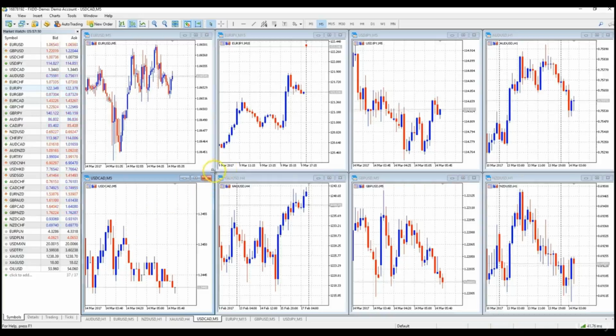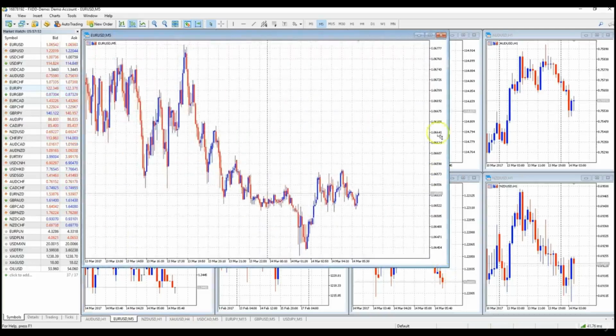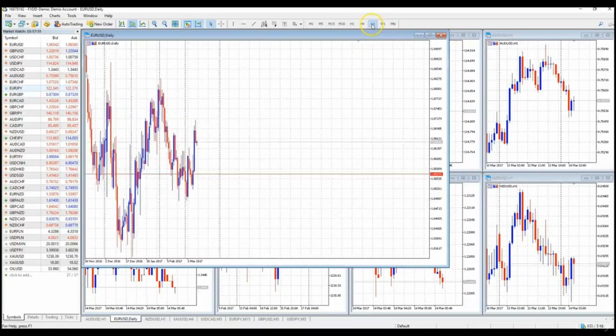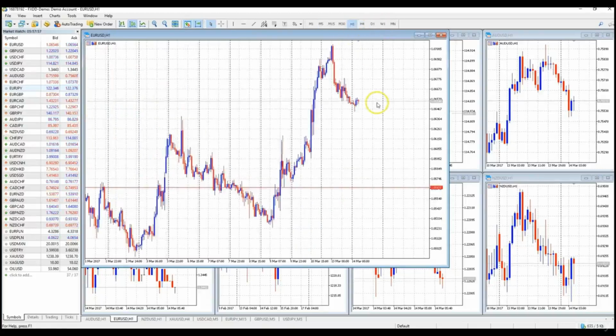If we take a look at this pair, Euro USD, this is on a 5-minute. I'll switch over to 1 hour. On the 1 hour, we are still trading within a bullish trend. So we are trading within an uptrend. That's essentially what bullish is: a bullish trend means we're trading in an uptrend.